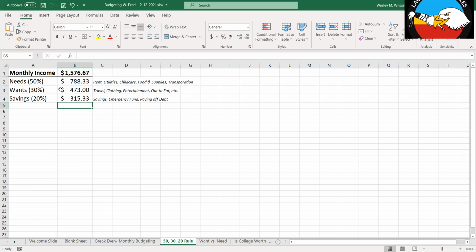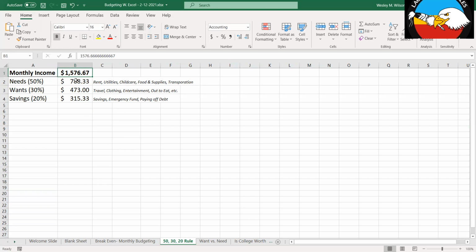The wants would be things like I'm going to travel, take a vacation, I'm going to buy clothing for myself, entertainment, going out to eat, that type of thing. Savings, but it also includes an emergency fund in case the car breaks, you need to fix it. Also might include paying off debt. So if you have a substantial amount of personal debt, or medical debt or student loans, paying off that debt is kind of a form of savings because you're reducing the amount that you will have to pay off in the long term. So anyways, that's kind of how you want to structure your budget.